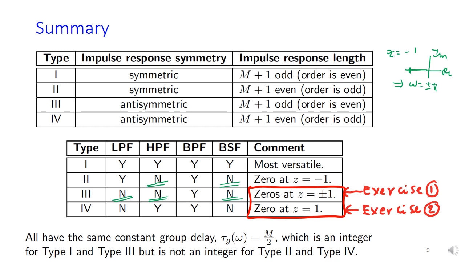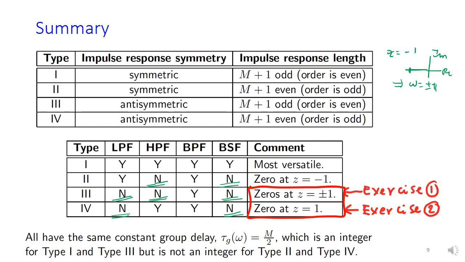Similarly, the last one, z equal to 1, what you could say here is, well, omega equals 0, so it cannot be used as a low pass filter. Similarly, band stop filter, okay, it can be used only for high pass and band pass filter. Okay, and all of them have a group delay of m by 2.